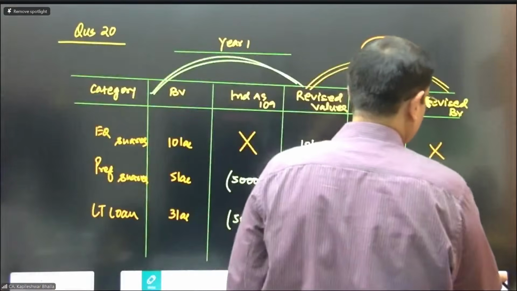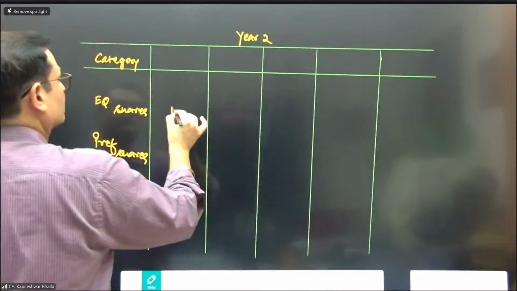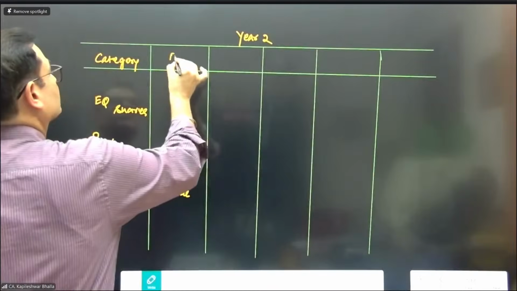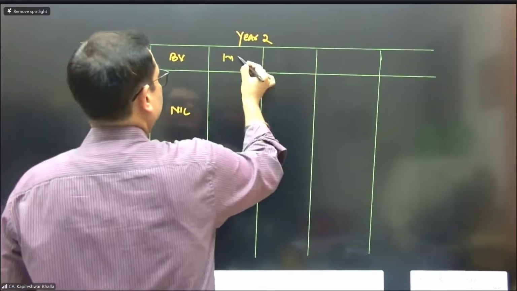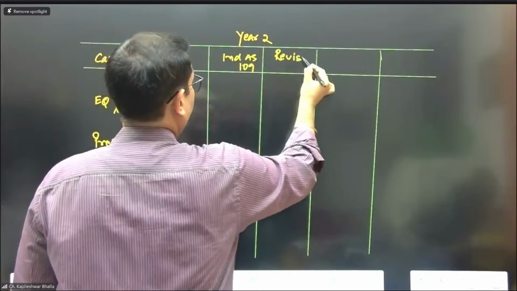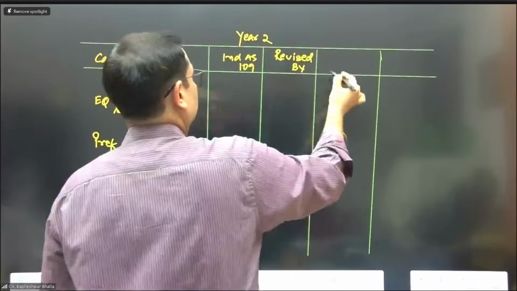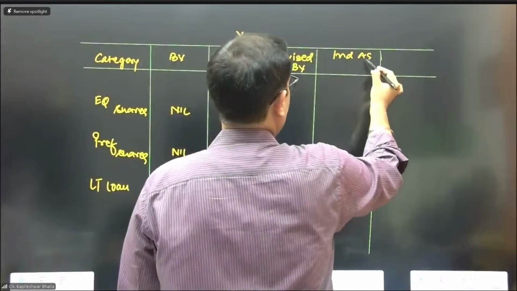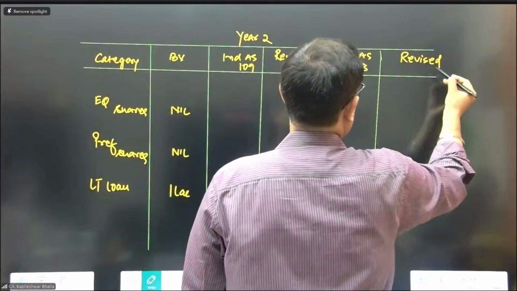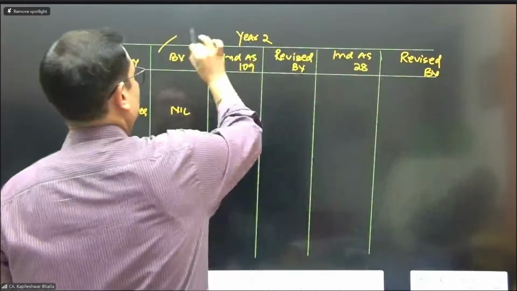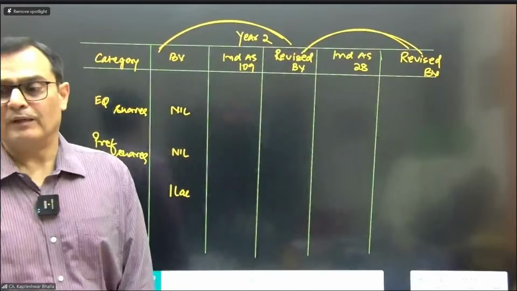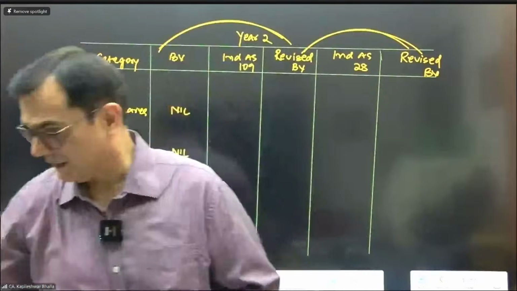So let's pick up the information. I think this was nil, and 1 lakh. So this was nil, this is nil, and this is 1 lakh. So this is the book value. This is index 109. This gives you the revised book values. Then this is application of index 28. And then this is again the revised book values. So this is 109 and this is index 28. Step by step, you apply the process. Let's go to the next year.